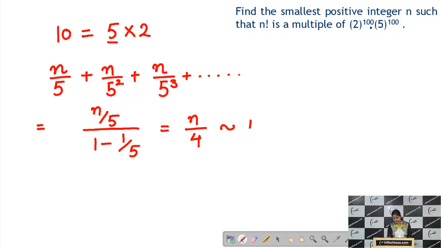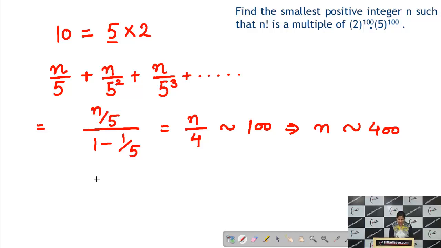And that is approximately equal to 100, since we need 100 zeros at the end. So we can say that n is close to 400. I'm not saying that n's exact value is 400, but n will be near 400. It will give you a range.